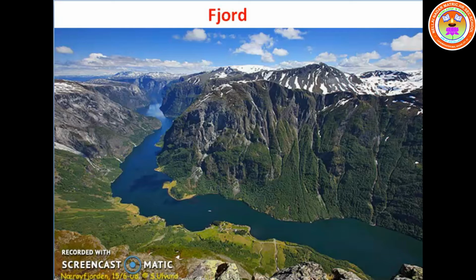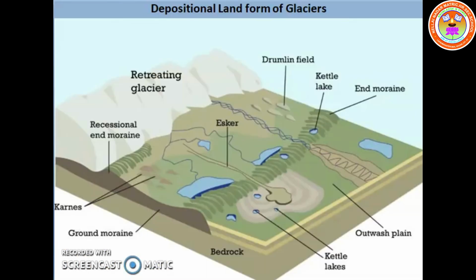The next division is depositional landforms of glacier. The glacier eroded fragments of rocks and boulders along with dirt form glacial debris. The glacial debris get deposited in the low-lying areas and form depositional features like moraines, drumlins, eskers, kames, and outwash plains.